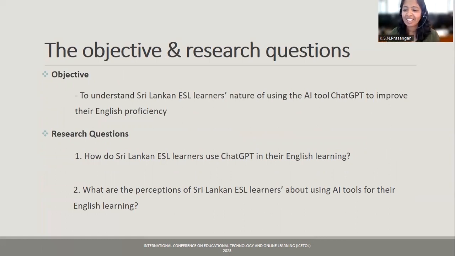Hi everyone, I'm Prasangani and I'm attached to the Department of English Language Teaching. I'm going to continue with the rest of the presentation. Let's move to the objective and the research questions of the study. In our study, the major research objective was to understand the Sri Lankan ESL learners' nature of using the AI tool ChatGPT to improve their English proficiency.